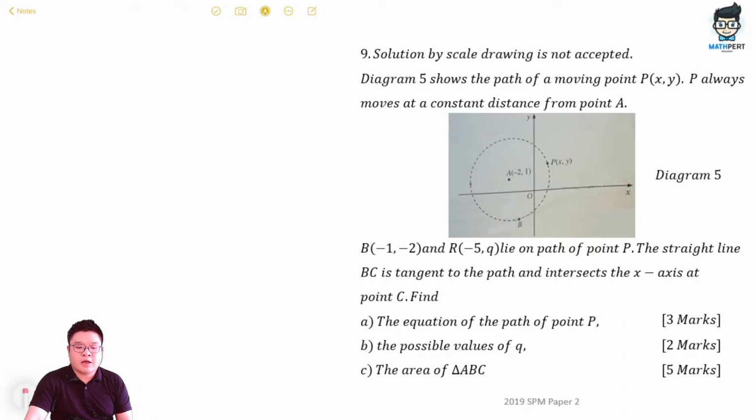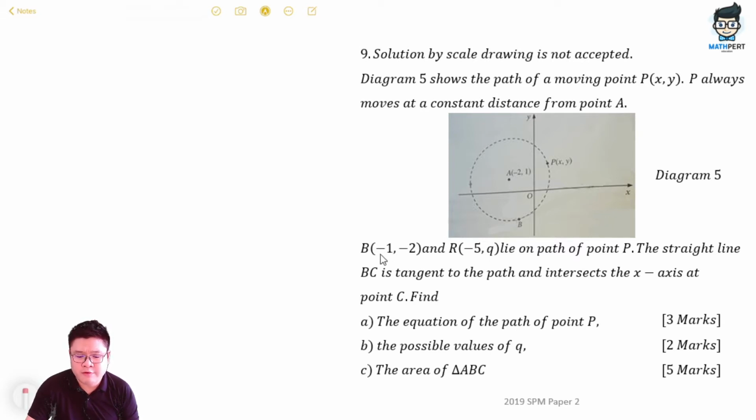Alright, let's take a look at SPM year 2019, paper 2, question number 9. Solutions by scale drawing is not accepted. Diagram 5 shows the path of a moving point P, X, Y. P always moves at a constant distance from point A. So that means P is moving in a circle and A is the center of the circle.